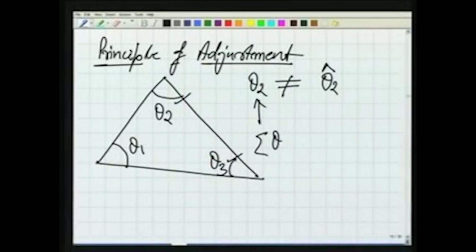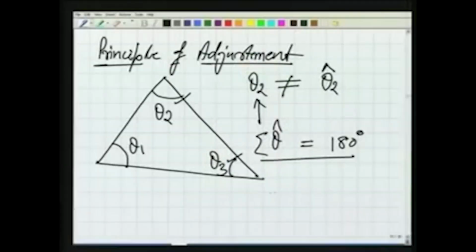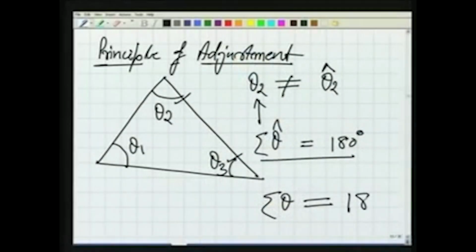Now, if that is the case, because this is a triangle, I can write sigma theta hat, the true angles between these 3 points should sum to 180. Obviously, the true angles, if we can measure true angles, sigma theta hat, they should sum to 180 degrees. But if you are writing sigma theta, the observation, will it be equal to 180? No, because all our observations have got some error also.